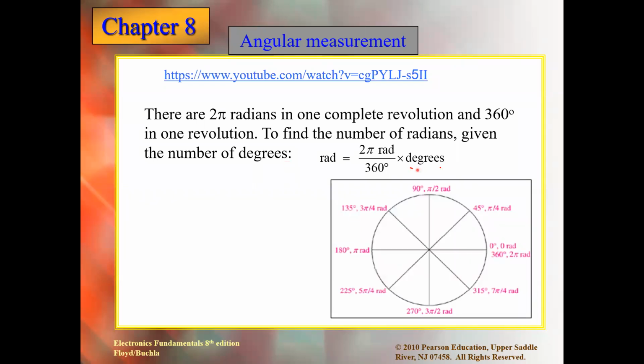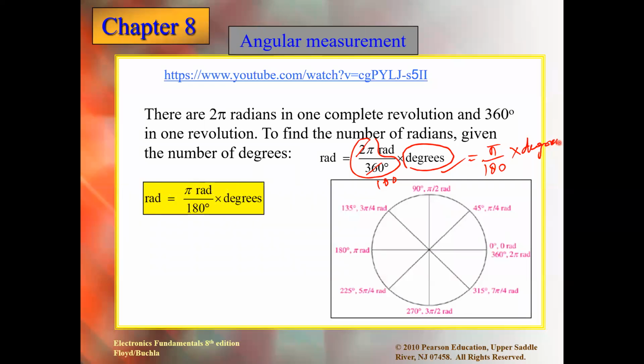Just put here the degrees which are given to you, and then it will be 2 pi over 360 times the degrees, and you can get the radians like that. Or you can simplify this one because this is a 2. If you divide this 360, you will get 180. So what does the formula become? Pi over 180 multiplied by the degrees which are given to you. So this is the formula: radians equal pi over 180 times degrees.